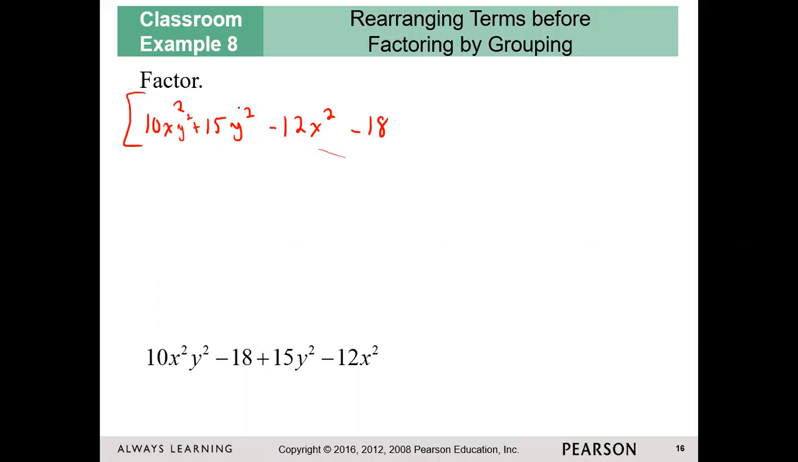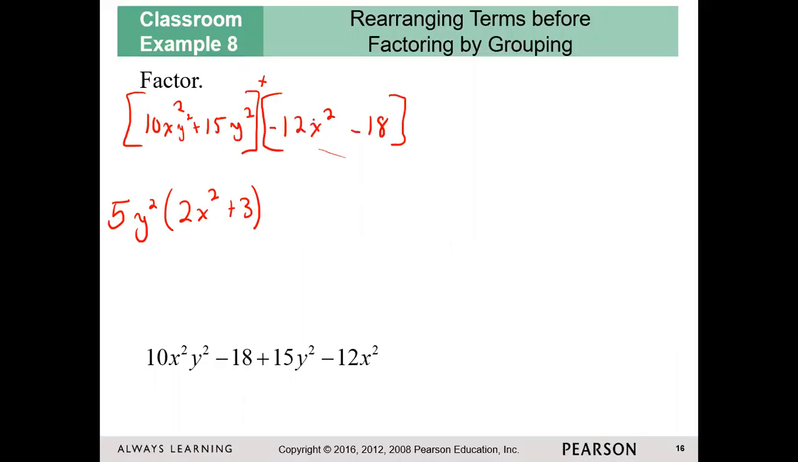So we're going to group these and group these, put my little plus sign there, and figure out what my GCF is from my first set of parentheses. And it's a 5, and they both have a y squared in common. So I take my 5y squared out, and that leaves me with 2x squared plus 3 inside that set of parentheses.